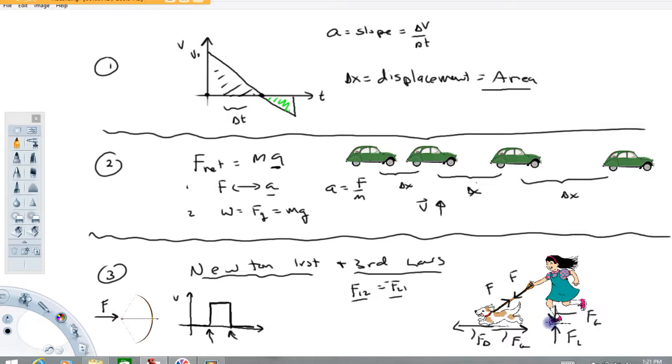So at this point in the class, this is where I'm hoping everybody has some understanding of, 1, velocity graphs and how to use slope and area, 2, how to apply Newton's second law, 3, conceptually understanding Newton's first law and Newton's third law about forces.